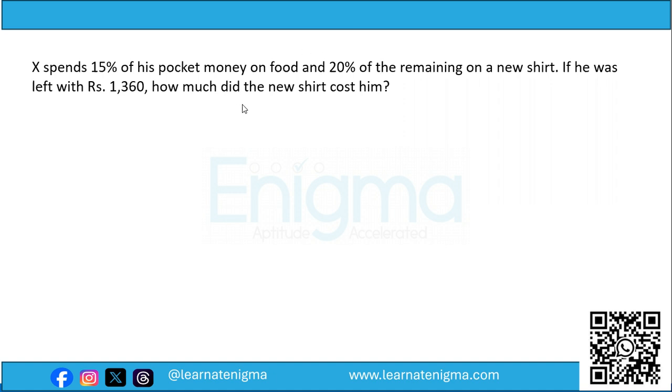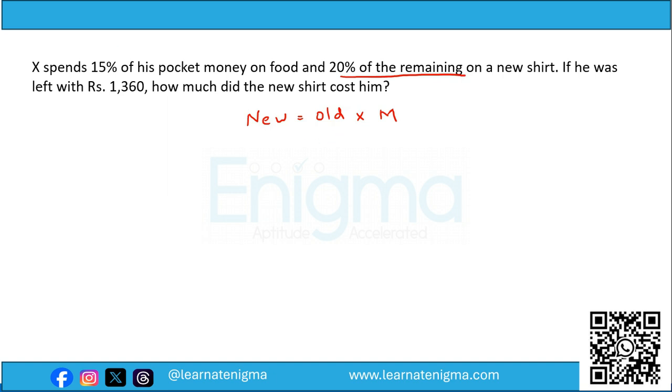Now, this question we can easily solve by the concept of new value is equal to old value into multiplier as well, because these are successive percentage changes. Now we understand that these are successive percentage changes because it is mentioned here 20% of the remaining. So pay attention to the wording of the questions.